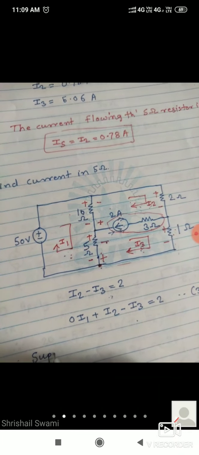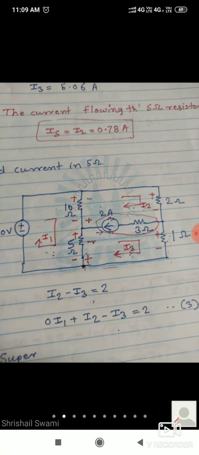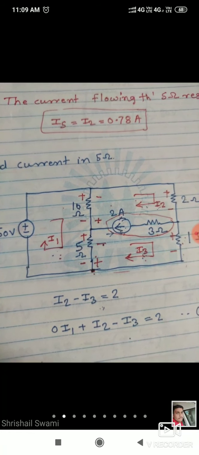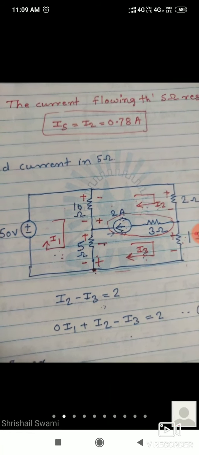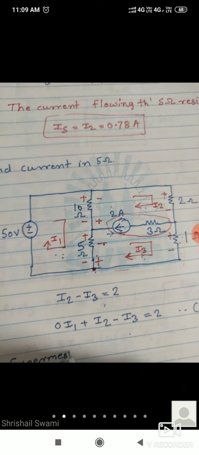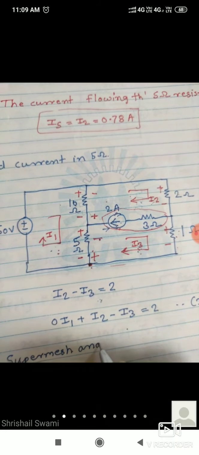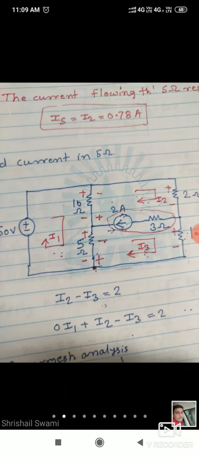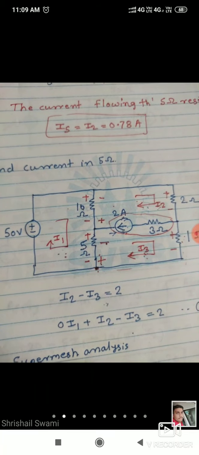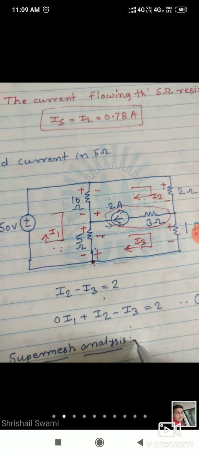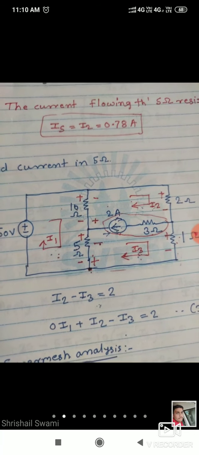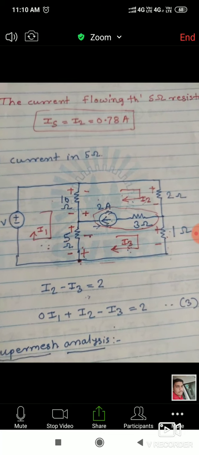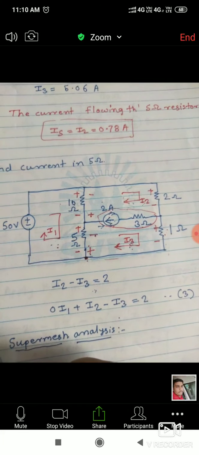So super mesh analysis. Yes, 4.66. You got? Okay, very good. Yes, very correct. All values are correct. So the answer is also correct, that is 4.66. Okay. Who solved this one? Okay. Okay. Thank you.